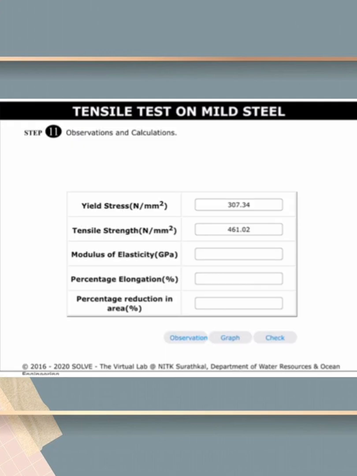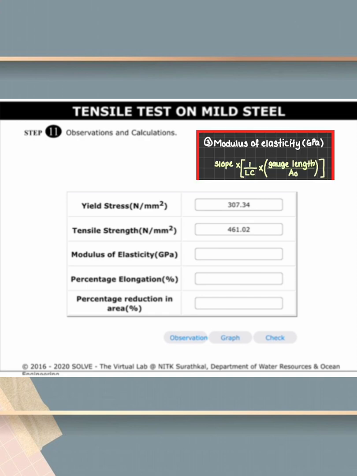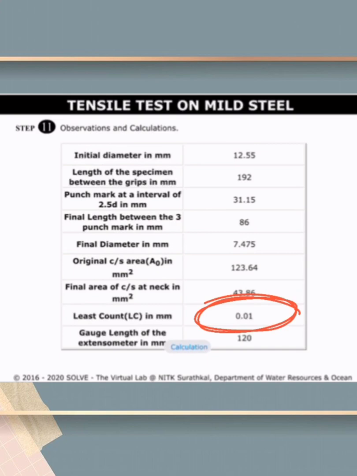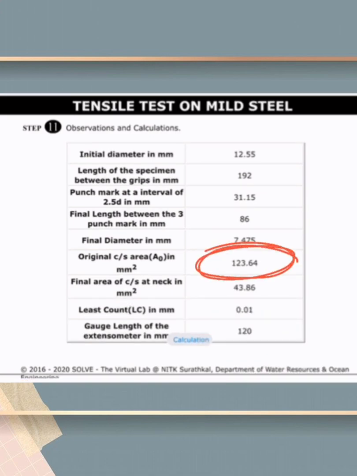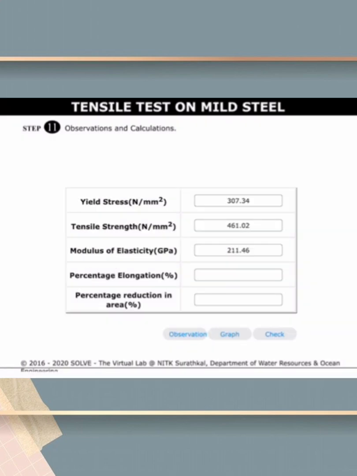Moving on to modulus of elasticity. The formula to find the modulus of elasticity is 1 over least count times gauge length divided by original area times slope, where least count is 0.01 mm, gauge length is 120 mm, and the original area is 123.64 mm square. Hence, the value for modulus of elasticity will be 211.46 gigapascal.